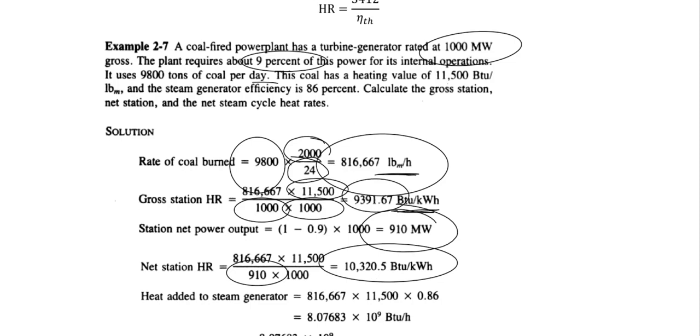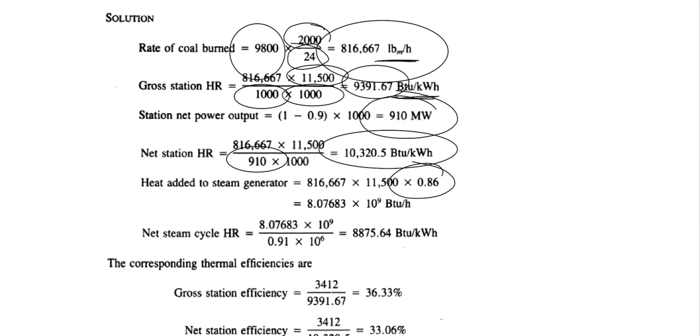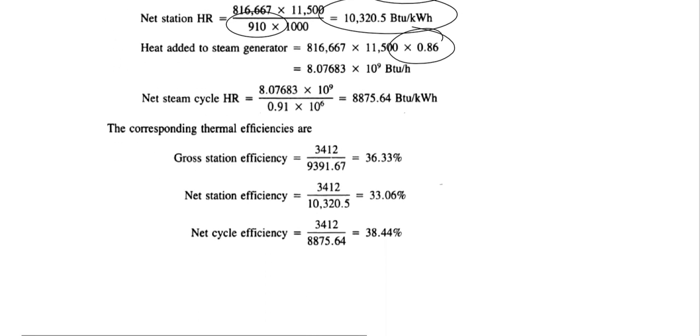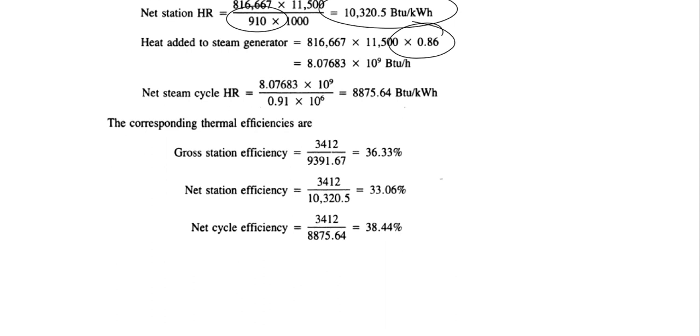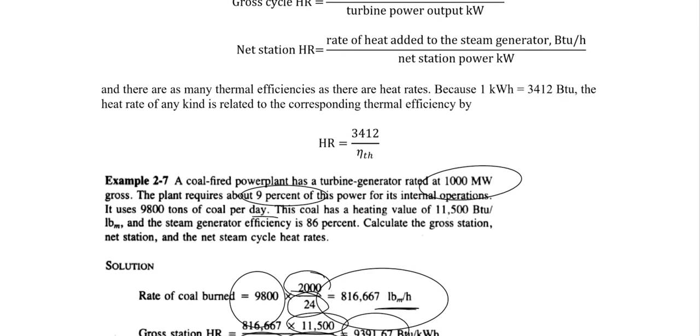The heat added to the generator, as the generator is working at an efficiency of 86%, you multiply by 0.86, and then the steam cycle and so on and so forth. So you can find the corresponding thermal efficiency using the heat rate.